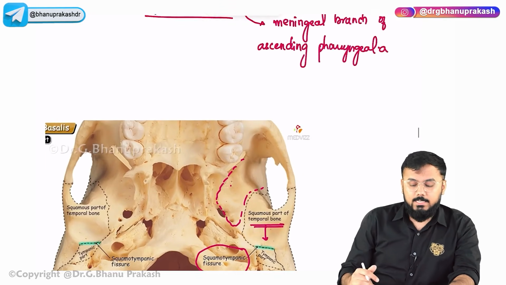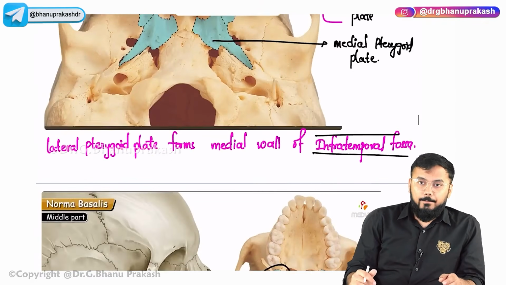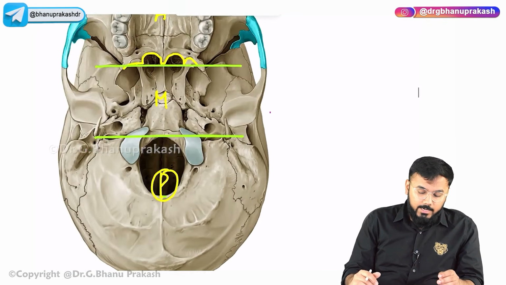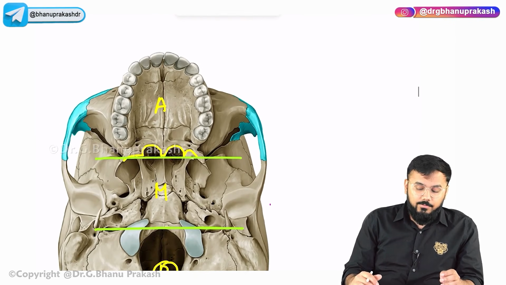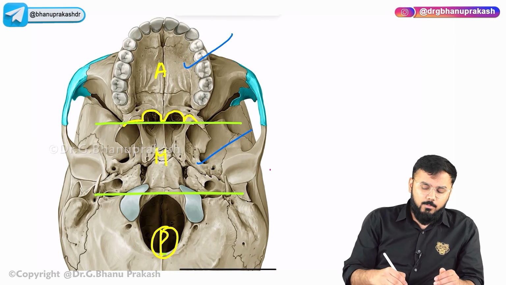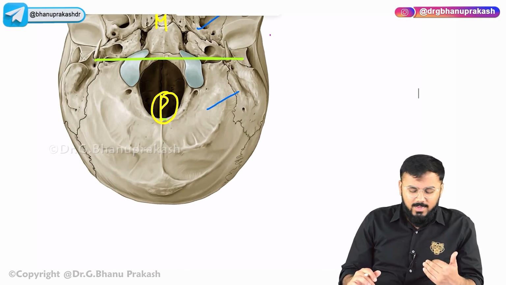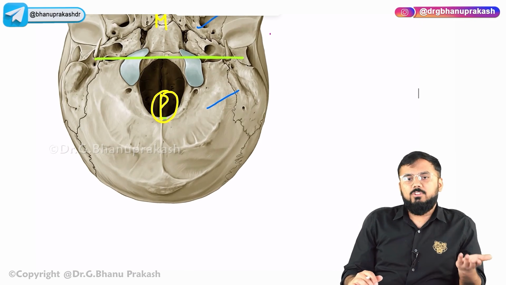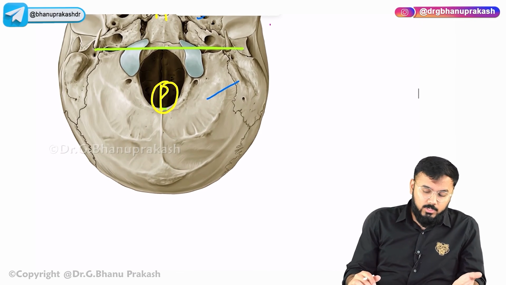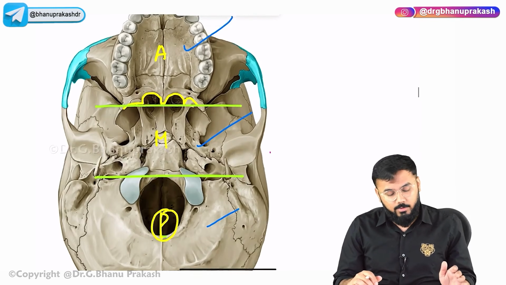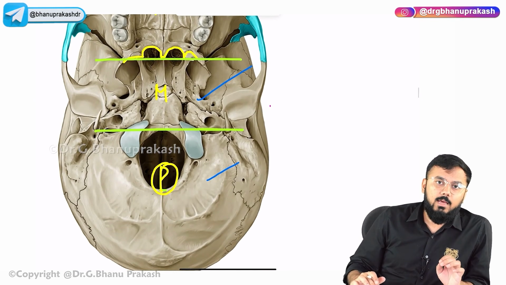Okay, so this completes your norma basalis. In the norma basalis, what are the important parts we have discussed over here, guys? We have discussed regarding the anterior part, very important, and the middle part over here. So these two are very important. And regarding the posterior part, we shall discuss it in the posterior cranial fossa. There we will discuss both the sides and all the important things over there. But anyways, anterior and middle are very important.